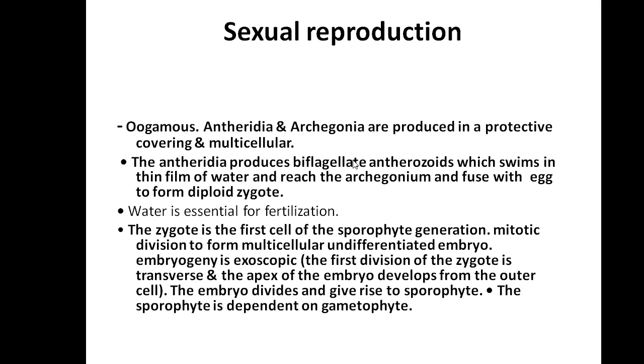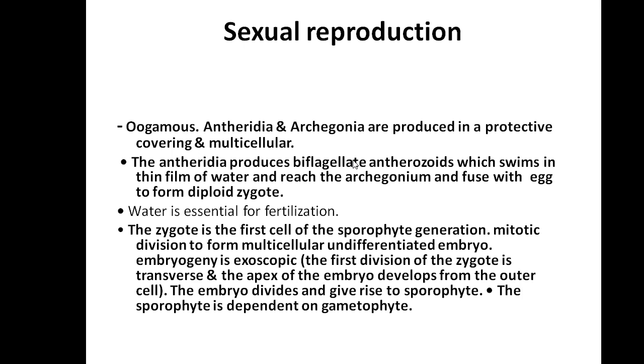So it's oogamous, with Antheridia and Archegonia, the male and female parts of the bryophytes. The Antheridia produce biflagellate sperms which swim in the water and reach the egg of the archegonium, thereby producing a zygote. So water is essential for fertilization. The zygote is the first cell of the sporophyte generation, and this zygote undergoes mitotic divisions.